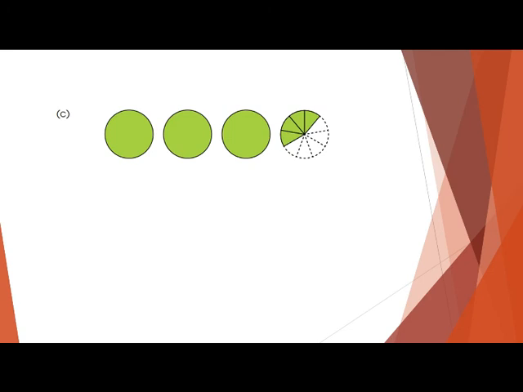In the C part, how many shaded areas are there? So how many lines are there? You have to count. It will be 31, and the fraction shown is 31 upon 9.